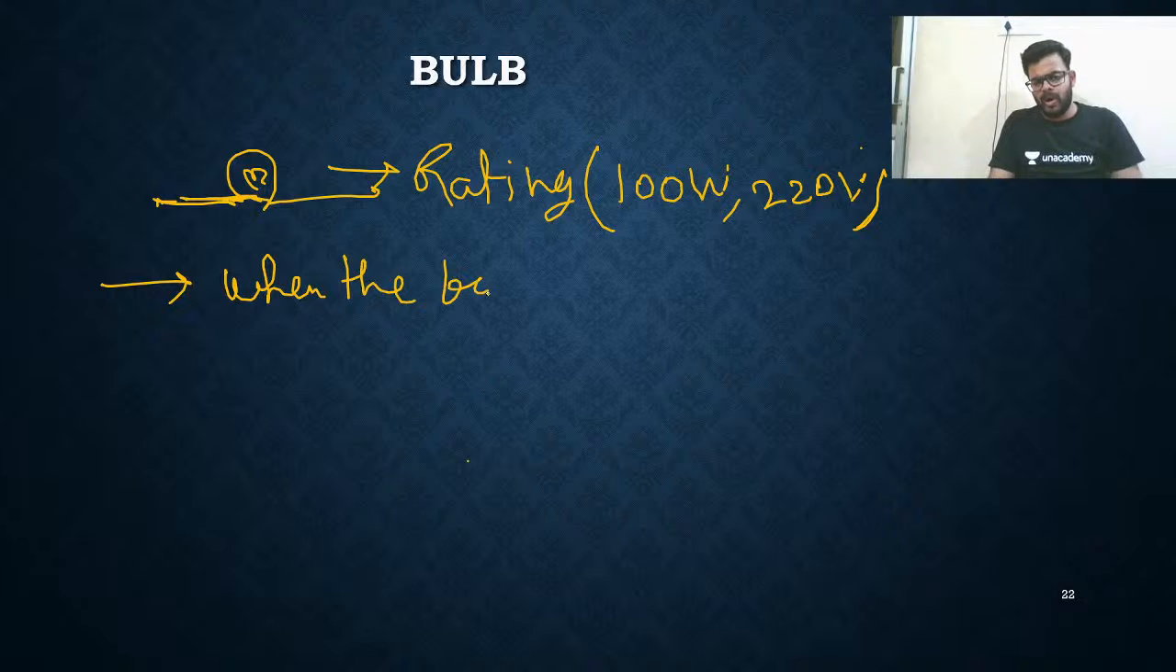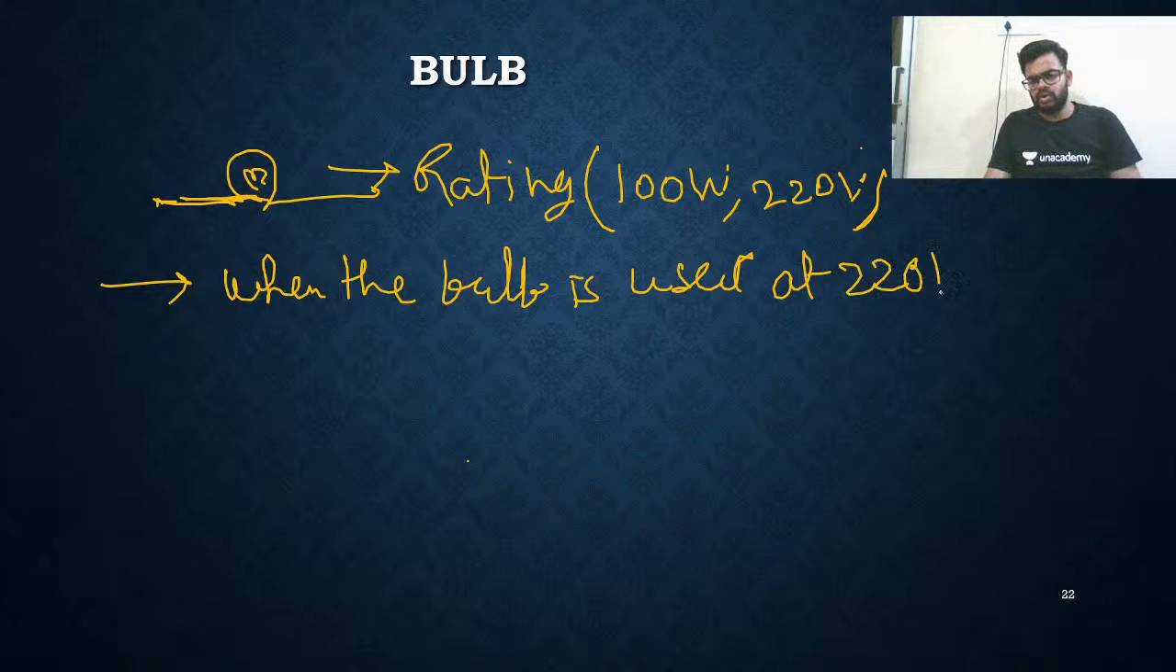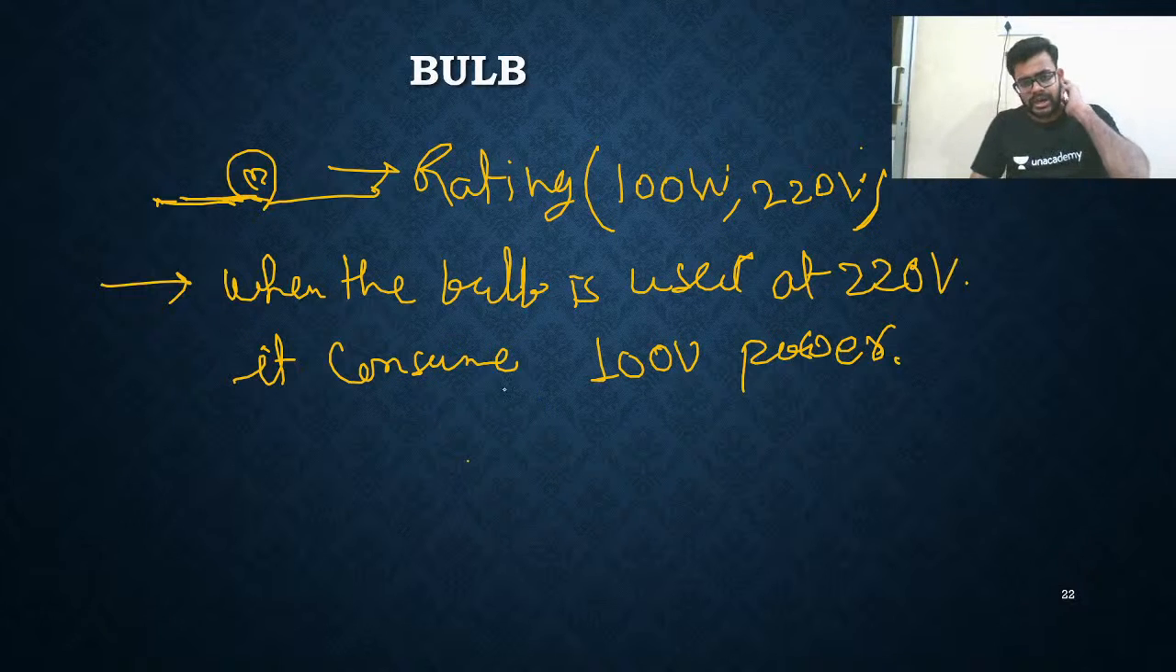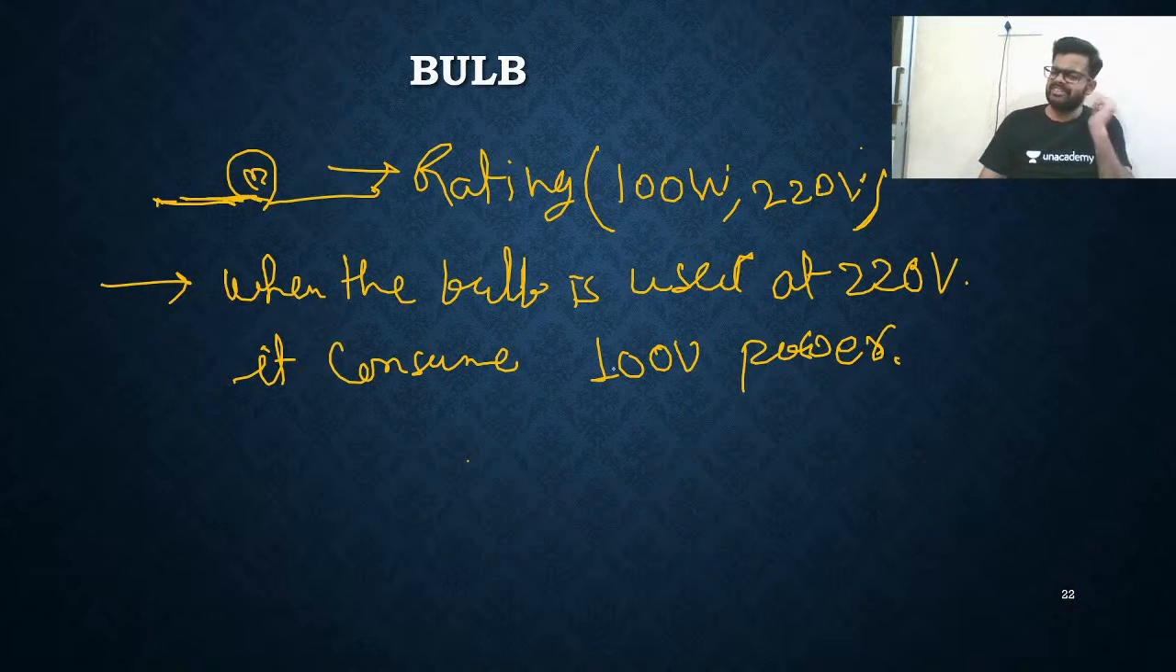when the bulb is used at 220 volt, it consumes 100 watt power. So this is the meaning of this rating. Why are the ratings given on the bulb? These ratings on the bulbs are given because we can find the resistance of the bulb using this rating.